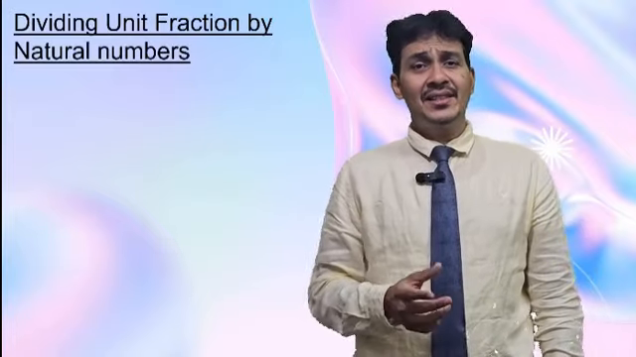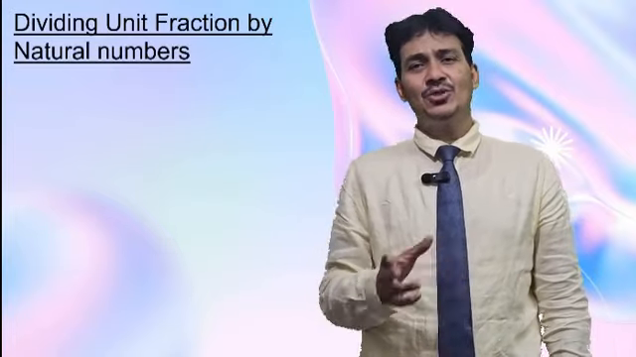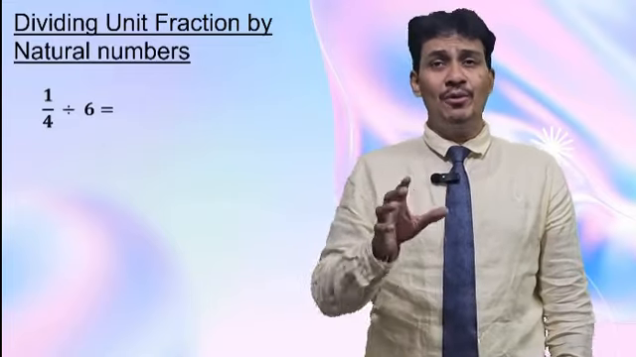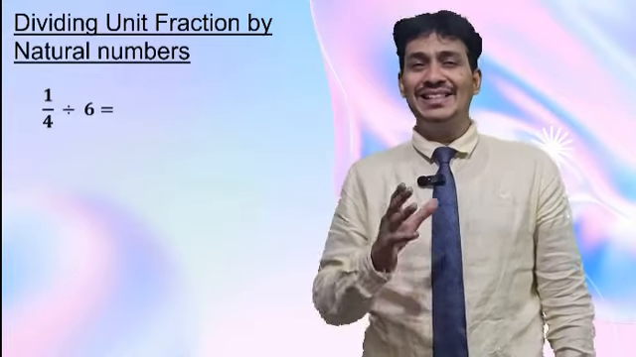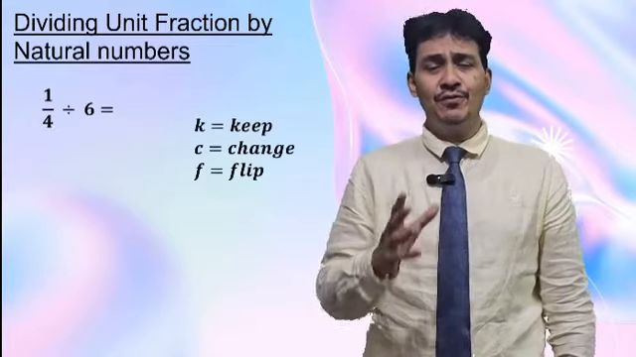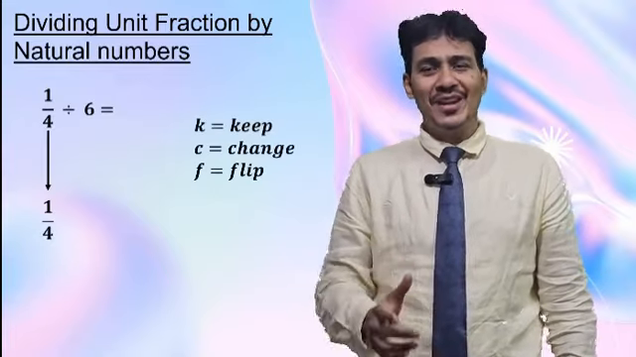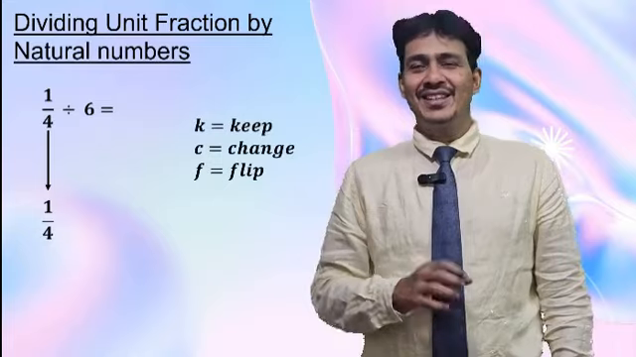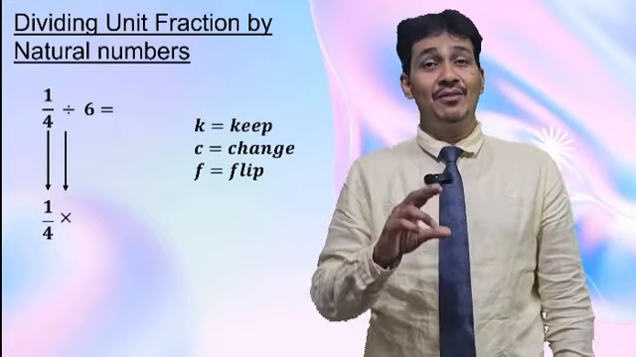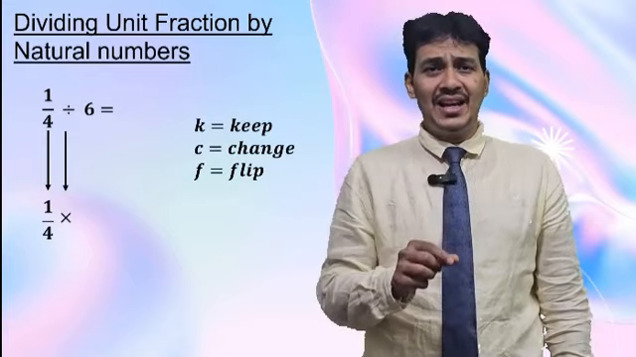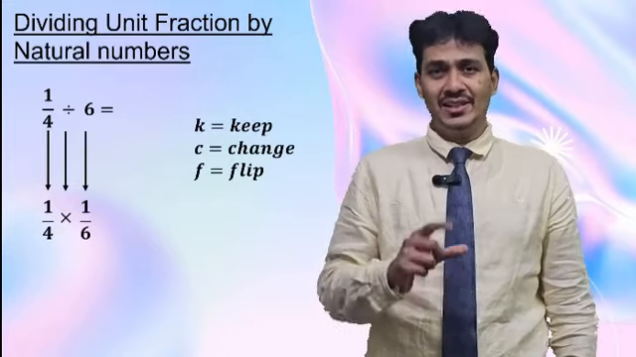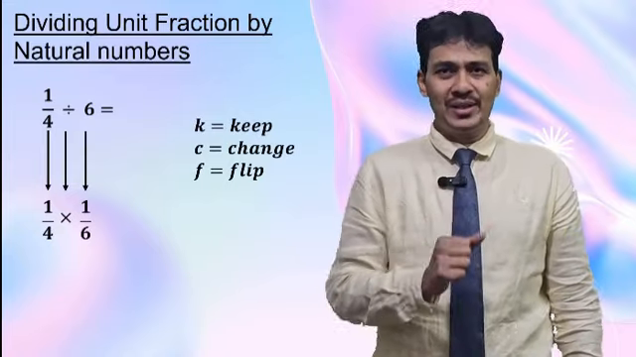Next, let's divide unit fractions by natural numbers. How do we do that? As you can see, there is a fraction 1/4 and we are going to divide it by 6. The logic is exactly the same. Keep, change, flip. Keep the first fraction as it is, change division to multiplication, and flip the second number. So this time, that 6 will be flipped to 1/6. The reciprocal of 6 is 1/6.